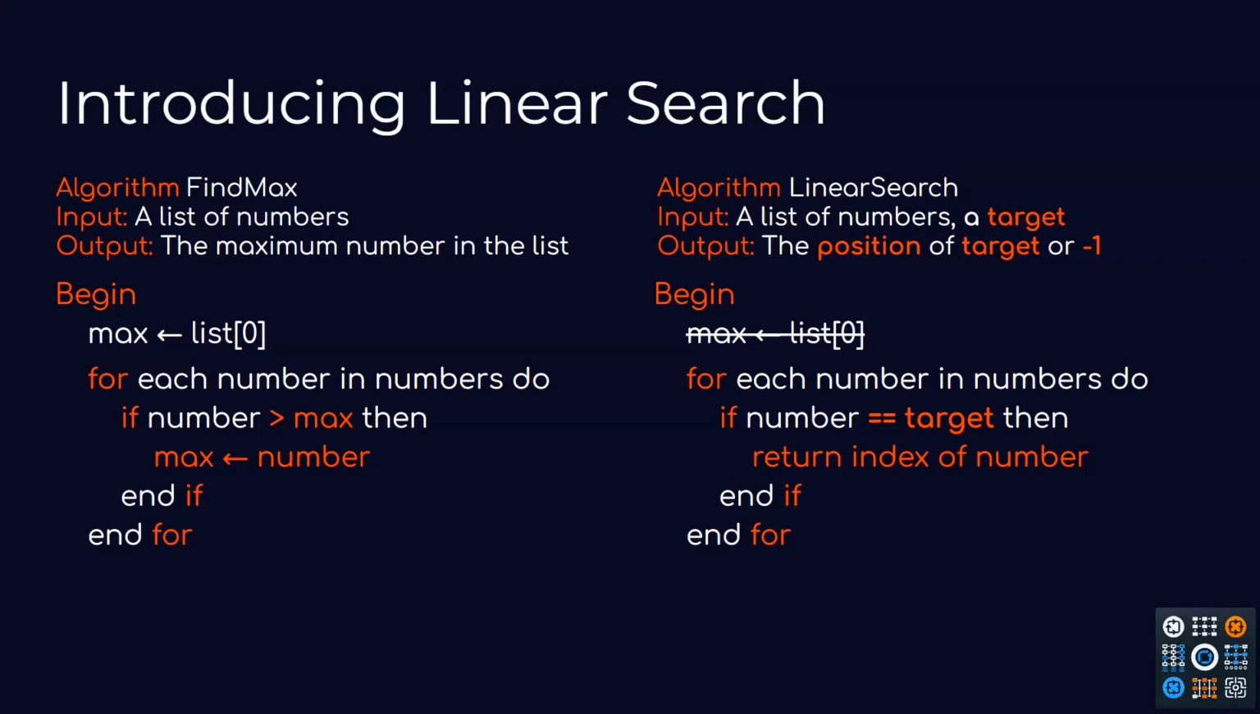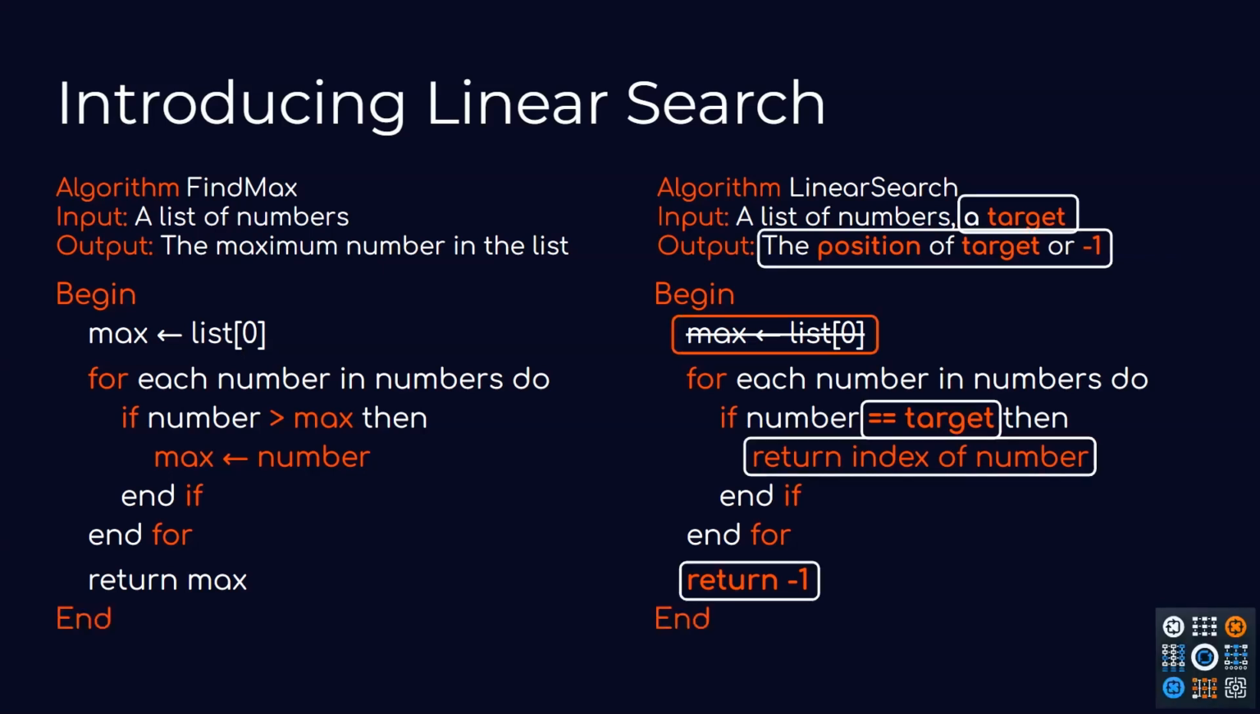After the loop completes in find max, the algorithm returns the max value, which is the largest number found in the list. In linear search, if the loop completes without finding the target, we return -1 to indicate that the target is not present in the list. That's it. In summary, both findmax and linear search algorithms share a similar structure, but their goals and internal logic differ slightly. By following a similar approach and adapting the logic, we can see how algorithms can be tailored to solve different problems.